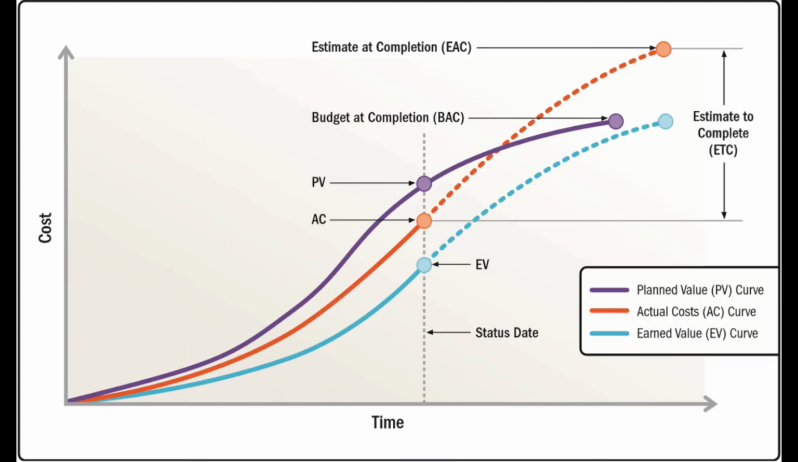What is the estimate at completion? This earned value management measure forecasts the expected total cost of completing all work as shown on the screen. There are many different ways to calculate the estimate at completion. Assuming past performance is indicative of future performance, a common measurement is the budget at completion divided by the cost performance index.